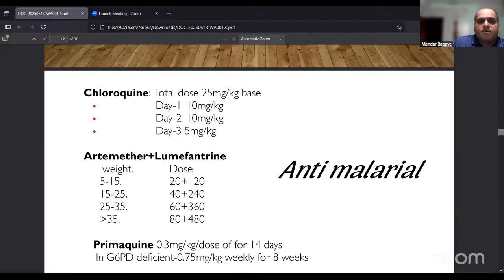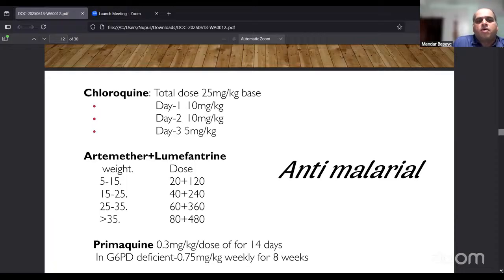Now, chloroquine is available in syrup form. It is also available in tablet form. One thing about chloroquine is that it causes a lot of gastritis. So for a person suffering from vomiting while giving chloroquine, always give antacids or PPIs.